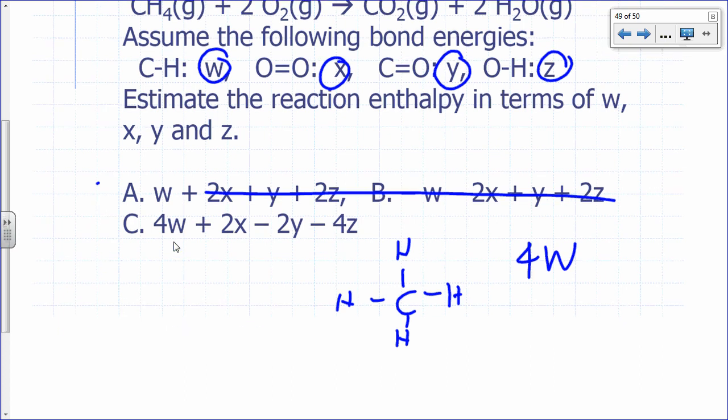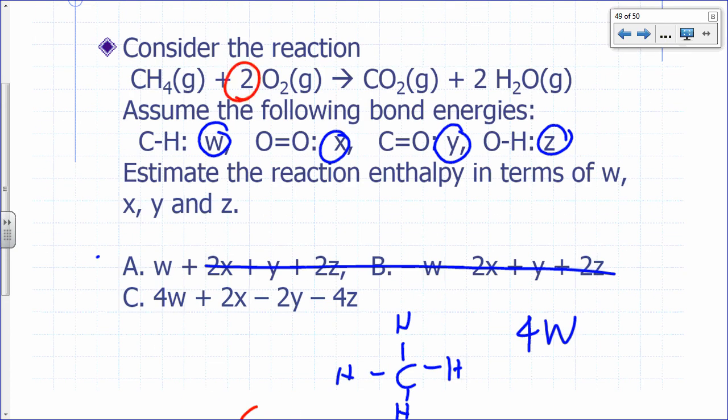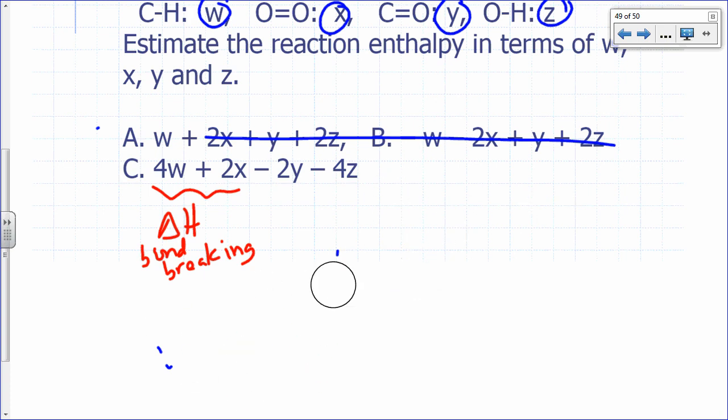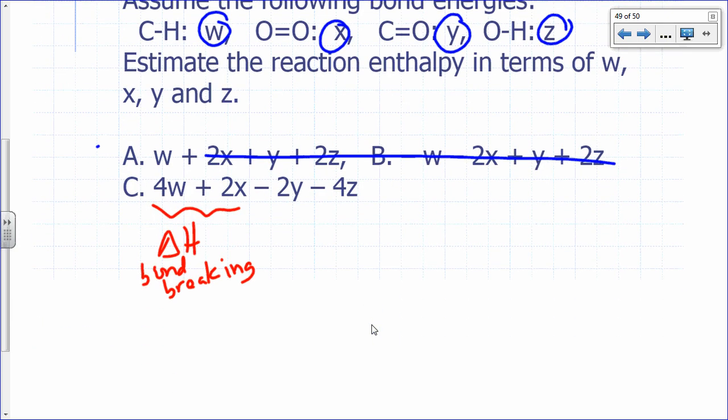Oxygen. How many oxygen bonds would you have to break? What's the Lewis structure for O2? That's 1 oxygen double bond, and you have 2 of those. So you're going to need 2X, right? So this is the delta H for bond breaking. What would be the delta H for bond formation? How much energy would be released in forming carbon dioxide? What's the Lewis structure for carbon dioxide?